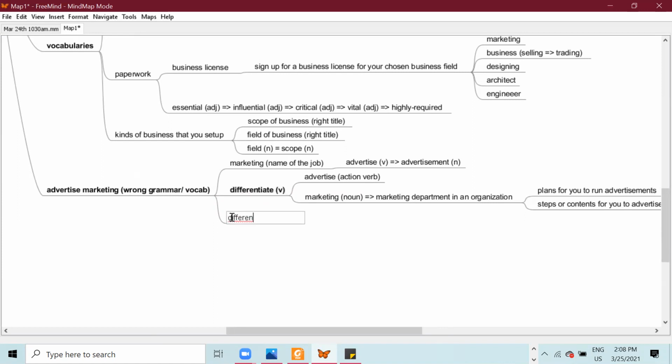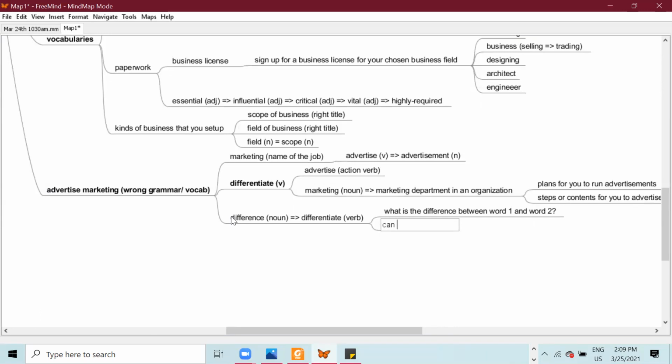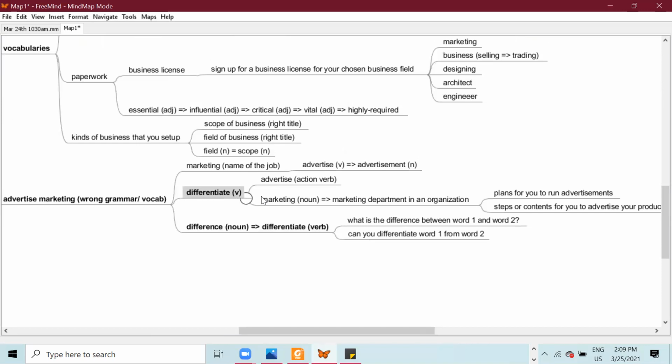The word difference is the noun in English, and the action verb is differentiate. So we can ask, what is the difference between word one and word two? Or you can ask, can you differentiate word one from word two? So here, please try to memorize the words difference and differentiate. So I have the action verb differentiate.